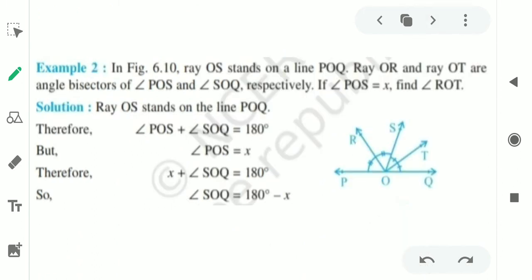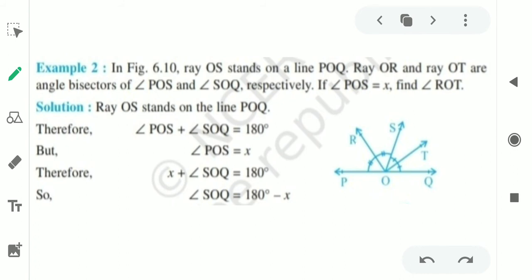Now, I am going to explain example 2. In the figure, ray OS stands on a line POQ. Ray OR and ray OT are angle bisectors of angle POS and angle SOQ respectively. If angle POS equals X, find angle ROT.